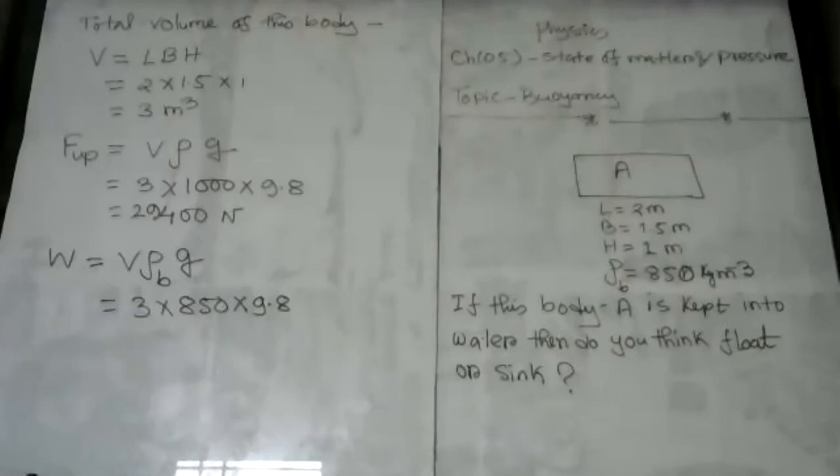Okay, when you calculate upward thrust, you see that upward thrust is applied by the liquid. That's why, to calculate buoyancy, rho equal to 1000 is the density of the liquid. Okay, rho is the density of the liquid.